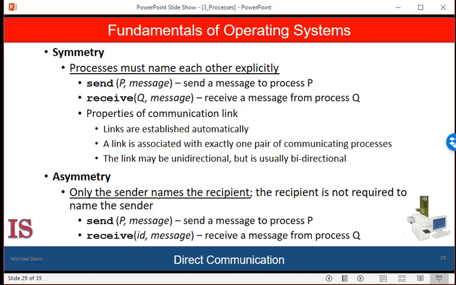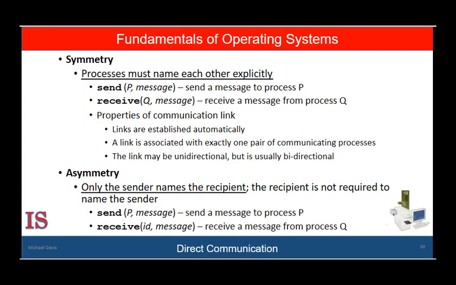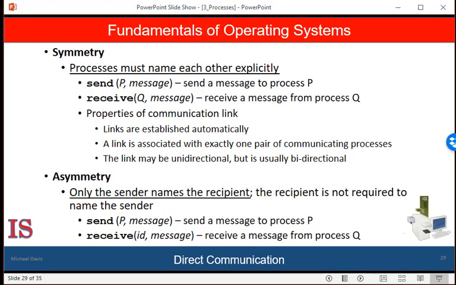A variant of this scheme employs asymmetry in addressing. Here, only the sender names the recipient. The recipient's not required to name the sender. In this scheme, the send and receive primitives are defined as follows. Send(P, message) sends the message to process P, and then receive(ID, message) receives the message from any process. The variable ID is set to the name of the process with which the communication has taken place.